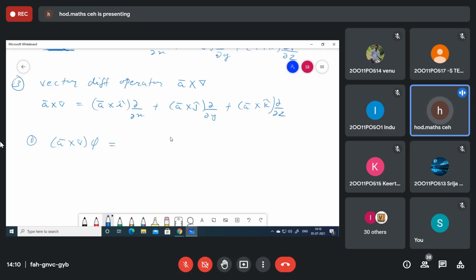Okay, so the result will be within a summation sign, I will write this one. So this will be summation A bar cross i cap dou phi by dou x. Now, since this operator is a vector operator, I can take a dot product with a vector. Yes, ma'am. Okay. So here what I am going to get again? Summation A bar cross i bar, this is because of this thing, dot dou f bar by dou x. Will I get it or not?